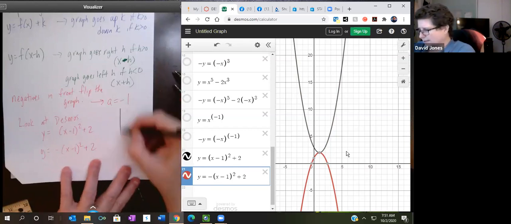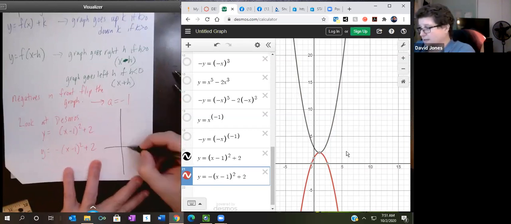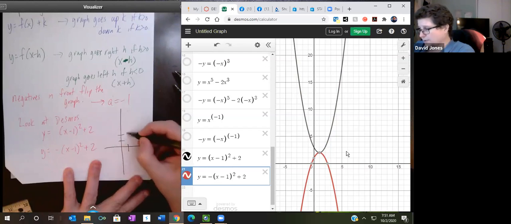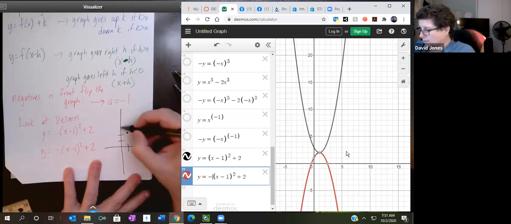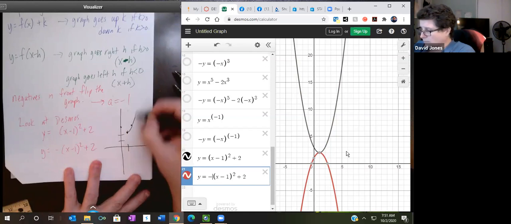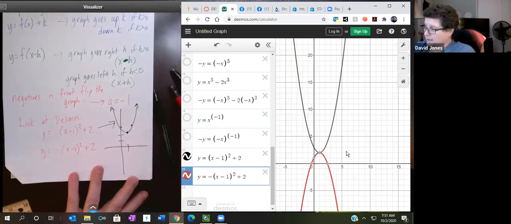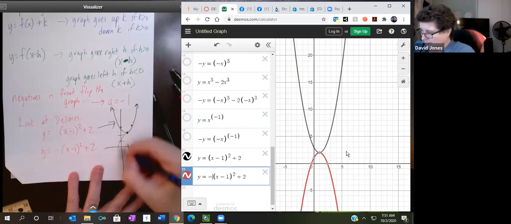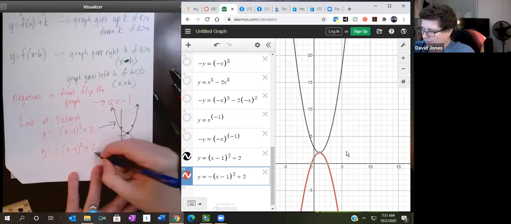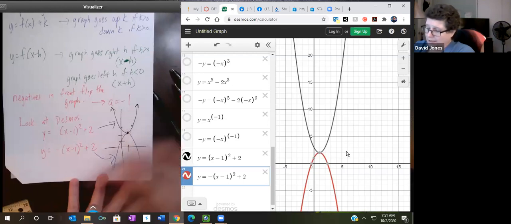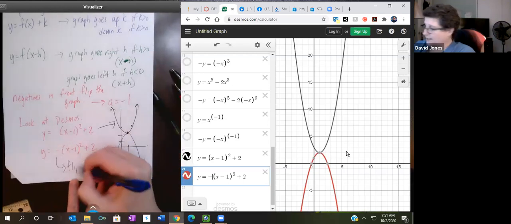Provide a quick little sketch here. The center is at 1, 2. That's that one. And that is it flipped over. It flips because of that negative sign.